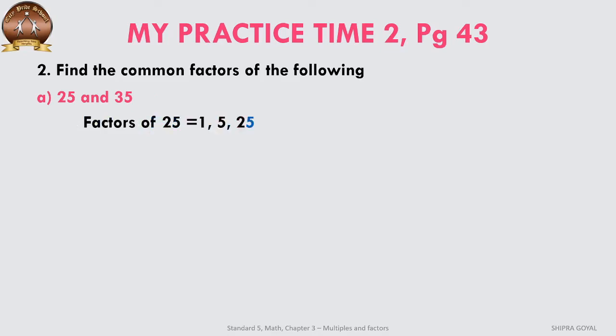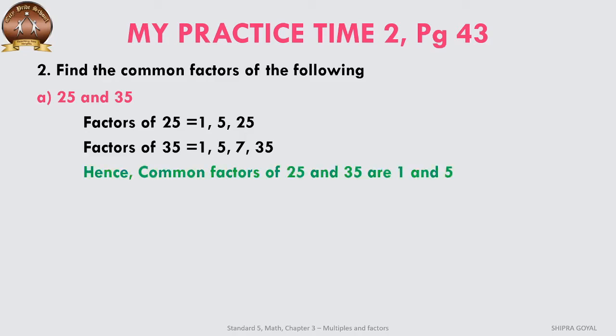So we are first going to write the factors of 25. The factors of 25 are the numbers by which 25 can be divided. Or we can also say the tables of the numbers which have 25 as the answer are the factors of 25. So 25 comes in only three tables, that is 1, 5 and 25. Similarly, the factors of 35 are 1, 5, 7 and 35. We can clearly see the common factors, that is the numbers which divide both the numbers, are 1 and 5. So, the common factors of 25 and 35 are 1 and 5.